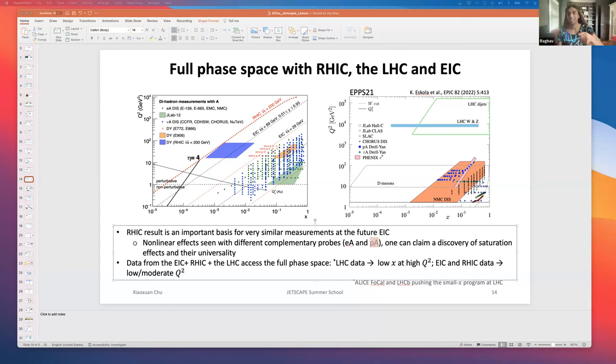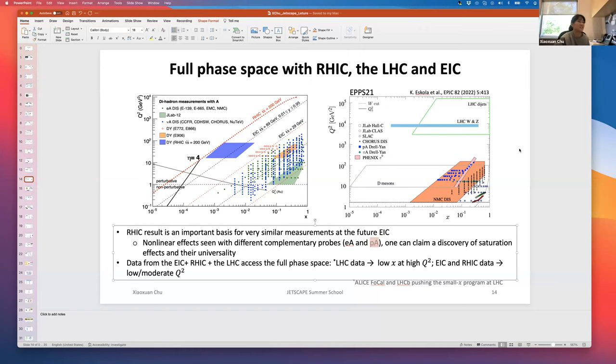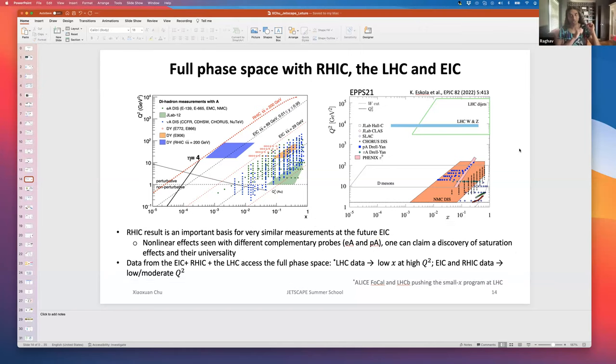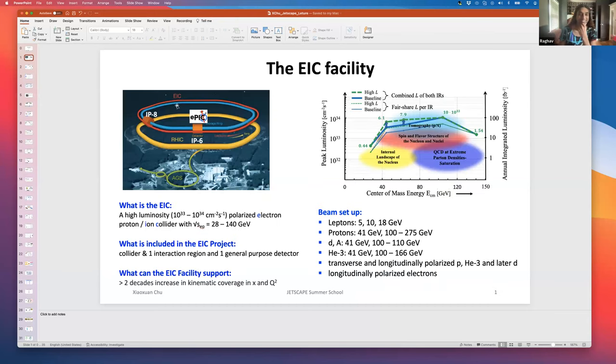Yeah, because you can't just put an electron in the same magnet. It will not work because it's a very low mass and it will radiate and just dump its energy, and it will destroy your magnets. Yeah, you need to build a new electron ring on top of the RHIC ring, actually.